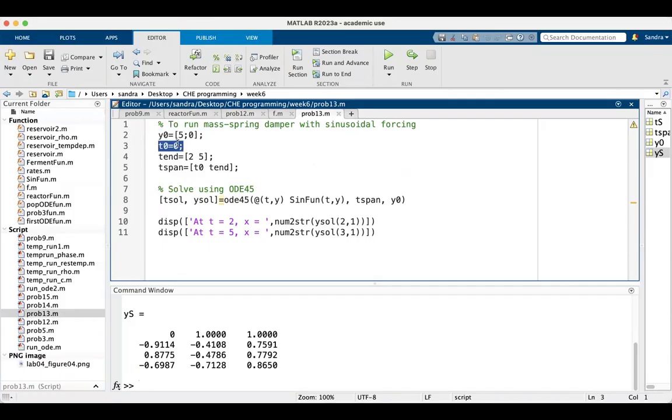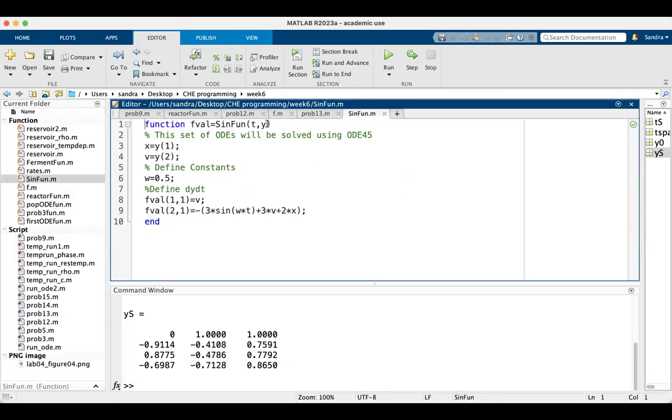What you need is your t-span is 0 to 5, because I want to know what the behavior is at time equal to 2 and time equal to 5. So 0 to 5, and your ODE solver takes the variable sin fun. T-span is 0 to 5. Your initial condition is 5, comma 0. Now let's see what a sin fun does.